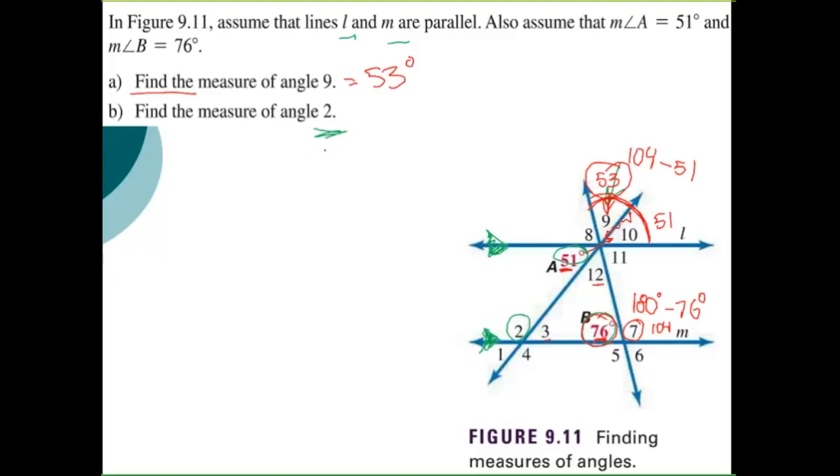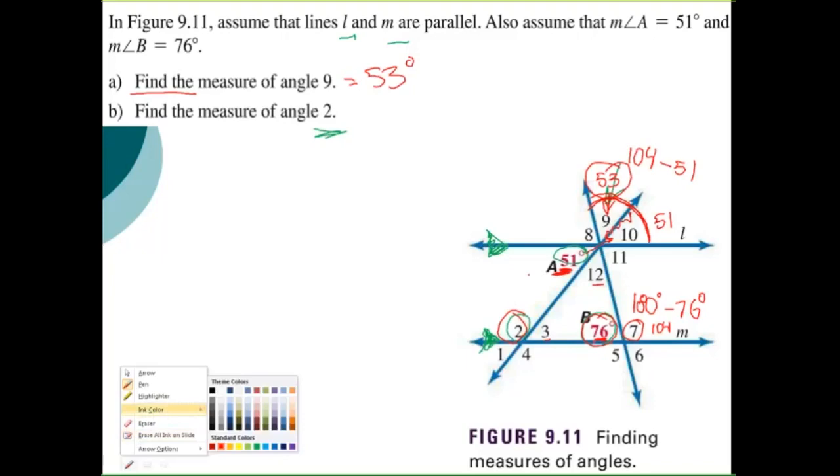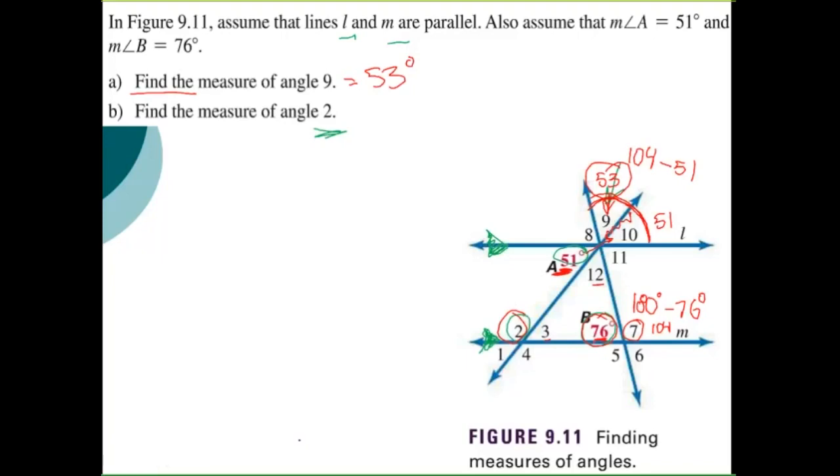Now we want to find the measure of angle 2. Okay, so measure of angle 2. Well, if I have 51 degrees here, and I have my rule about the interior angles of a transversal, I know that this and this should add to 180 because it's on the inside of two parallel lines, and there's just one transversal, so angle 2 and angle A, 51, have to add up to 180.